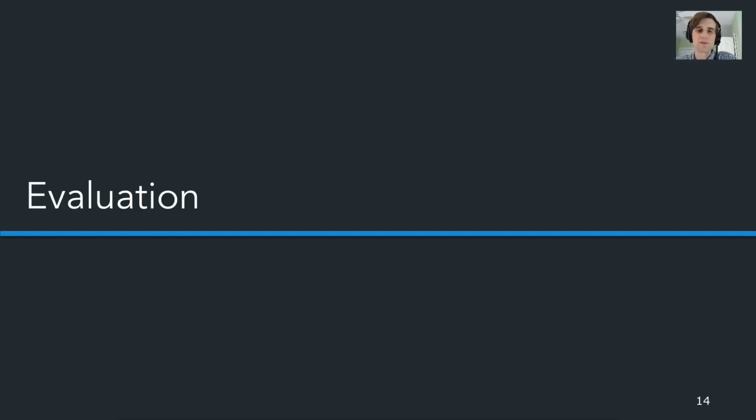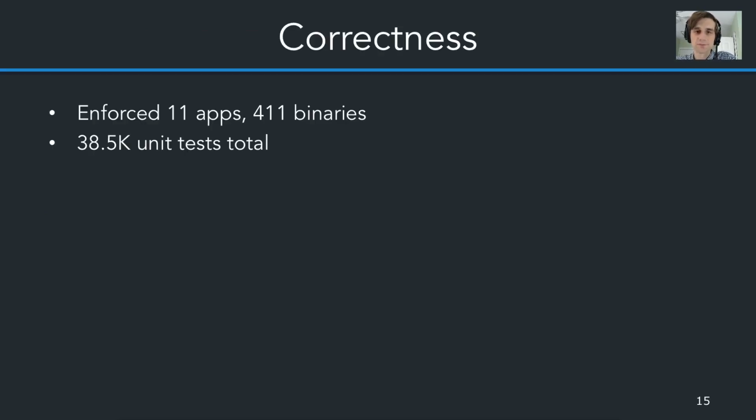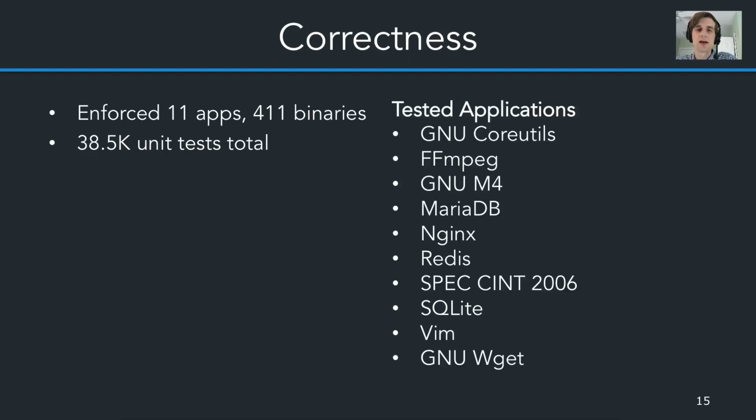We evaluated Sysfilter across 3 dimensions: correctness, performance, and effectiveness in terms of security gains. To ensure that Sysfilter does not break programs when enforcing a syscall policy, we used Sysfilter to enforce programs from 11 applications with extensive unit test suites. After enforcing each binary in the application, which was about 400 binaries total, we ran the unit tests from each project to ensure that all the tests still pass. In total, we ran over 38,000 unit tests across all the projects.